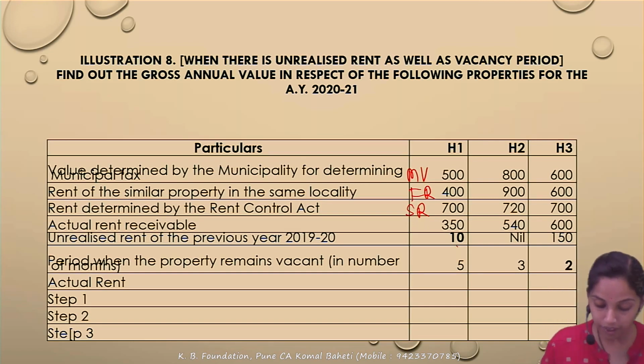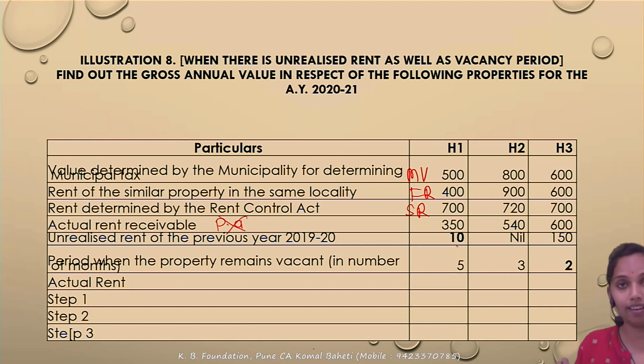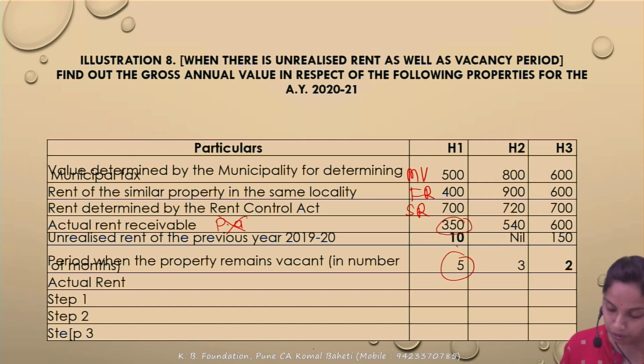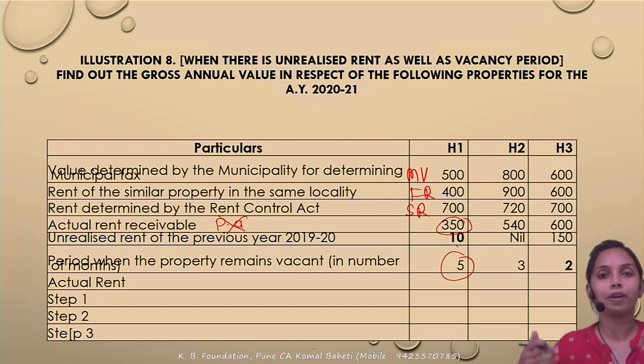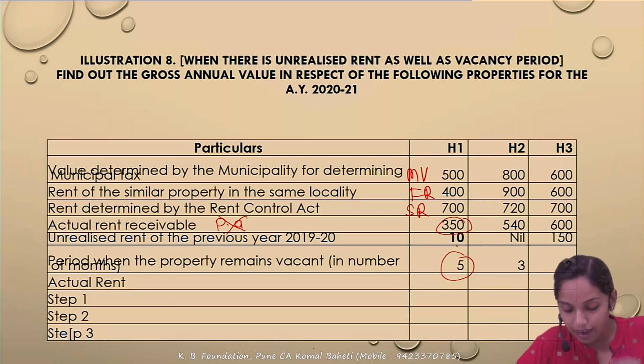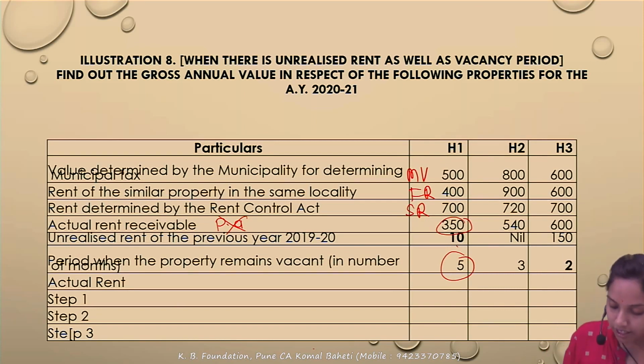Be careful, this actual rent receivable is not per annum. Because the property is vacant for 5 months. If the property is vacant for the 5 months, then this rent would be receivable. If the property was not let out for 5 months, then the rent is not receivable. What does receivable even mean? This is rent for the 7 months.